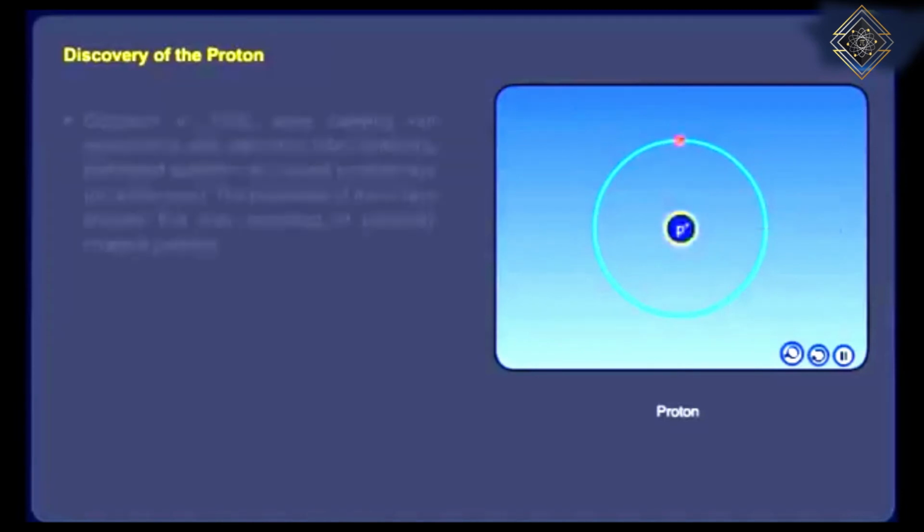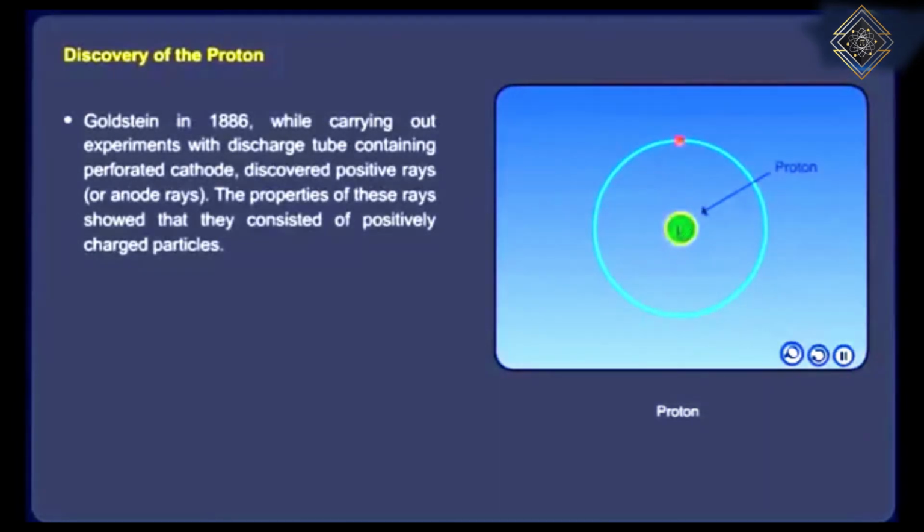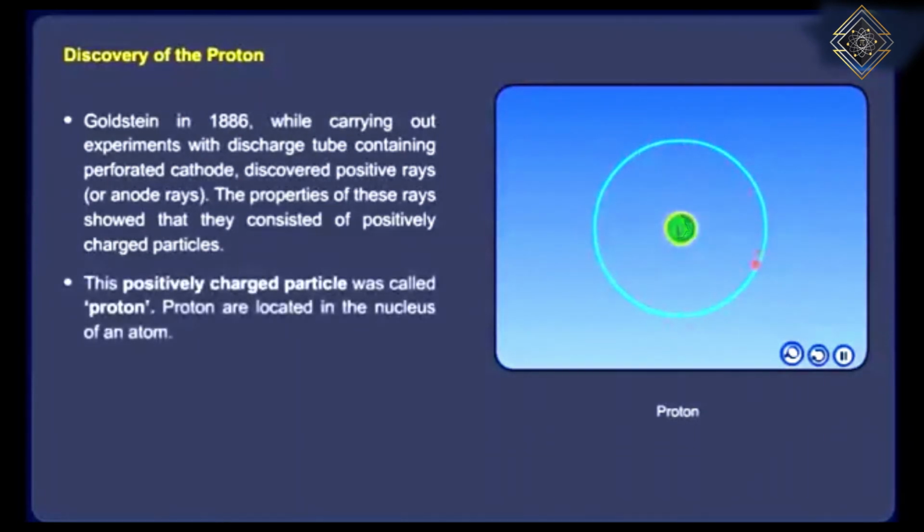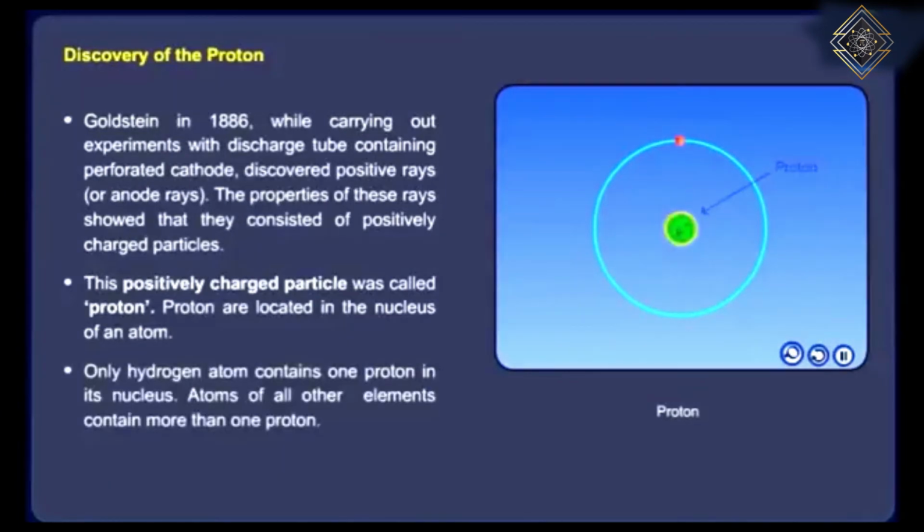Discovery of the proton. Goldstein in 1886, while carrying out experiments with a discharge tube containing a perforated cathode, discovered positive rays or anode rays. The properties of these rays showed that they consisted of positively charged particles. This positively charged particle was called the proton. Protons are located in the nucleus of an atom. Only the hydrogen atom contains one proton in its nucleus. Atoms of all other elements contain more than one proton.